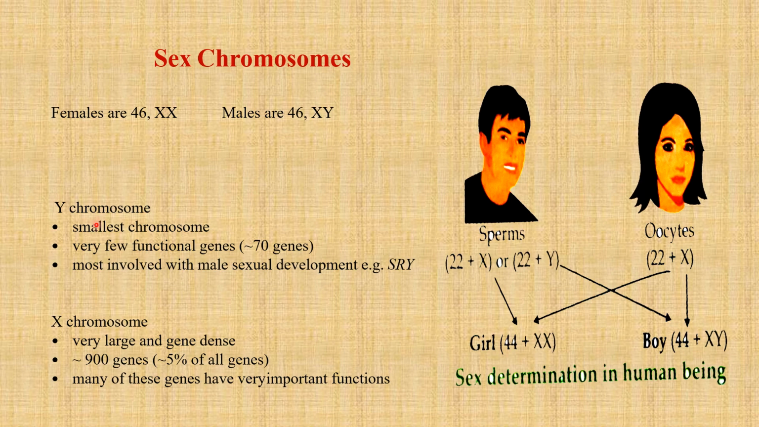Y chromosomes are the smallest chromosomes. They have very few functional genes and they are mostly involved with male sexual development. On the other hand, X chromosomes are very large and gene dense. Many of these genes have very important functions.